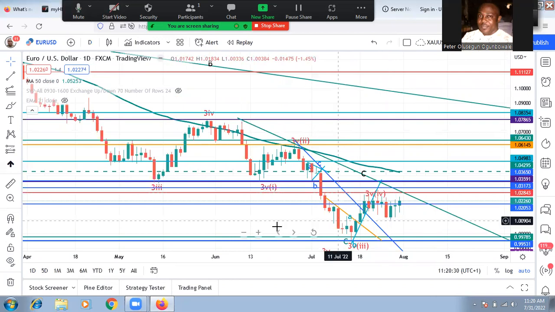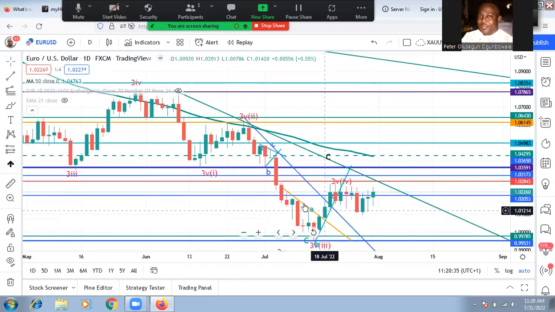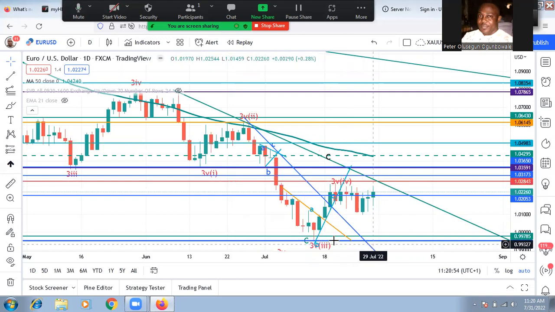And one thing I want you to see also is that in as much as this ending diagonal of 3-3 has been broken, has been done with, we are asking ourselves a question: are we done with 5, 3, 5 of 5? Is it 3, 5 of 3 and 3, 5 of 4? Are we going to see 3, 5 of 5? Or are we completely done with the whole of 3, 5, and we are correcting a bigger 4? That is the question we're asking ourselves. But the way the price has been going up, it's also tricky in a way.